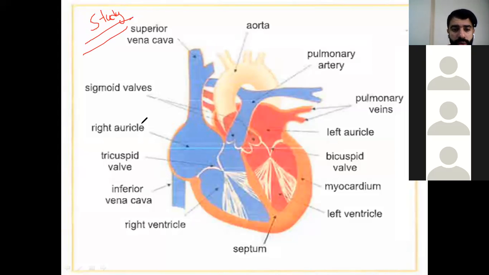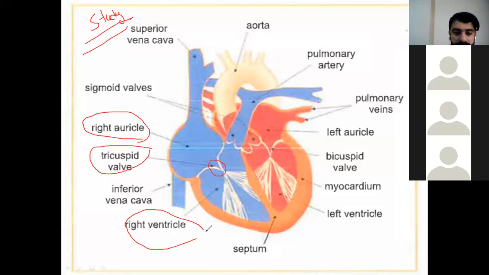You have to know there is the right auricle, already we said this, and this valve is called the tricuspid valve. It's found here on the right side. Here we have the right ventricle, and we have both vena cava, the inferior vena cava and the superior vena cava. Also, here we have the sigmoid valves. These are called the sigmoid valves.